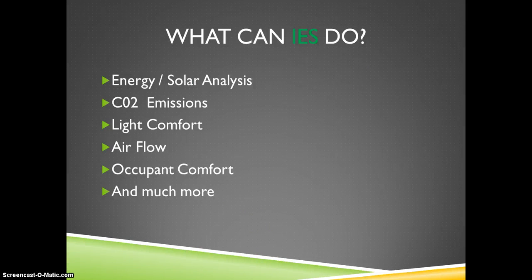What can IES do? IES can do an energy solar analysis, and this can detect if the building is efficient or not. You can also change the location and the sun orientation and see how that affects the building's heating and cooling loads, CO2 emissions, which is what the building is giving off, and light comfort, which is the sunlight and the artificial light that is created within the building.